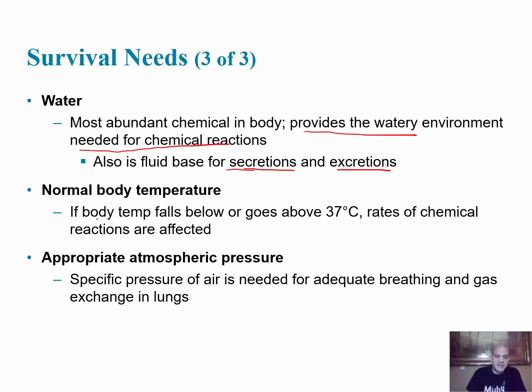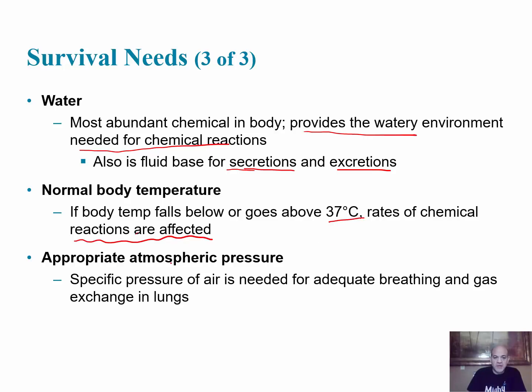And then we need a normal body temperature. So we need to actually keep our body temperature within a certain range. In the Celsius scale, that's about 37 degrees Celsius, and Fahrenheit would be 98.6. But your body temperature needs to be kept within a range. If we go too low or too high, that can be dangerous, because too extreme a temperature change in your body can affect the rate at which chemical reactions take place. So maintaining normal body temperature is very important.